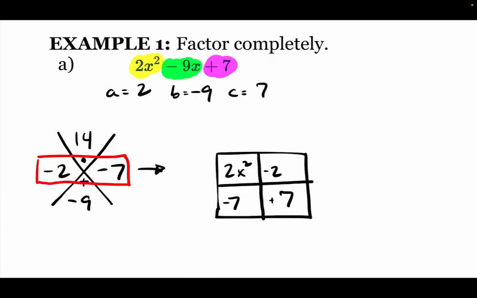The thing is, though, those two guys add up to be -9. Where did we get -9 from? B, right? -9x. It was -9x at the start, right? So these two guys, when I add them together, have to make -9x. So what do they need? X's.